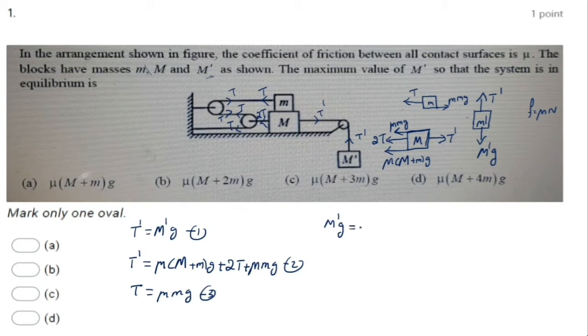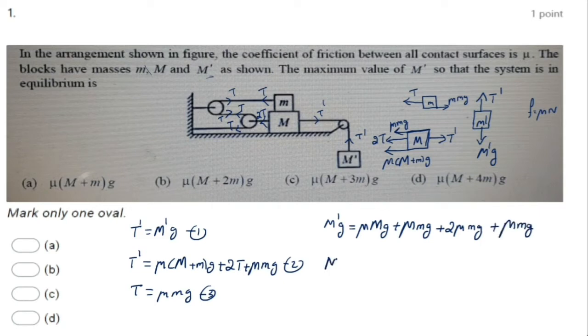Which must be equal to, you see in this equation, mu into capital M into g plus mu into small m into g plus 2 into tension. What is the tension? Mu mg, right? So we can write here 2 times mu small mg plus mu into small mg.